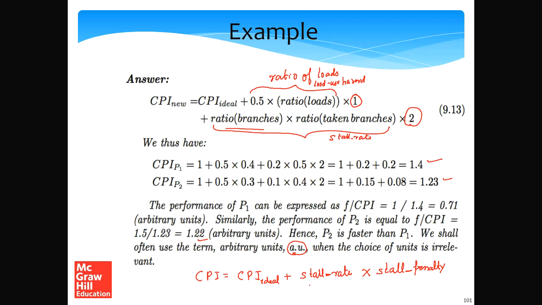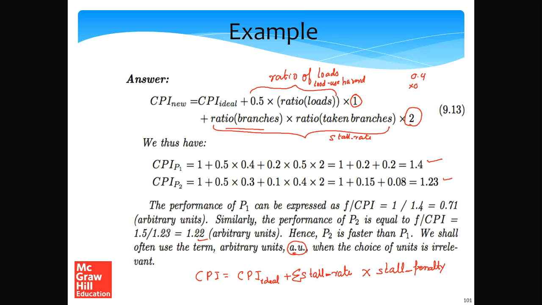And so there can be multiple reasons for a stall, right? You can have stalls because of loads, you can have stalls because of branches. They are disjoint events, so we can put a summation here. So for the case of a load, we observe that given an instruction, let's say ratio loads tells us that for every instruction there's a probability of 0.4 that it's a load. And for every load there's a probability of 0.5 that it will lead to a load use hazard.